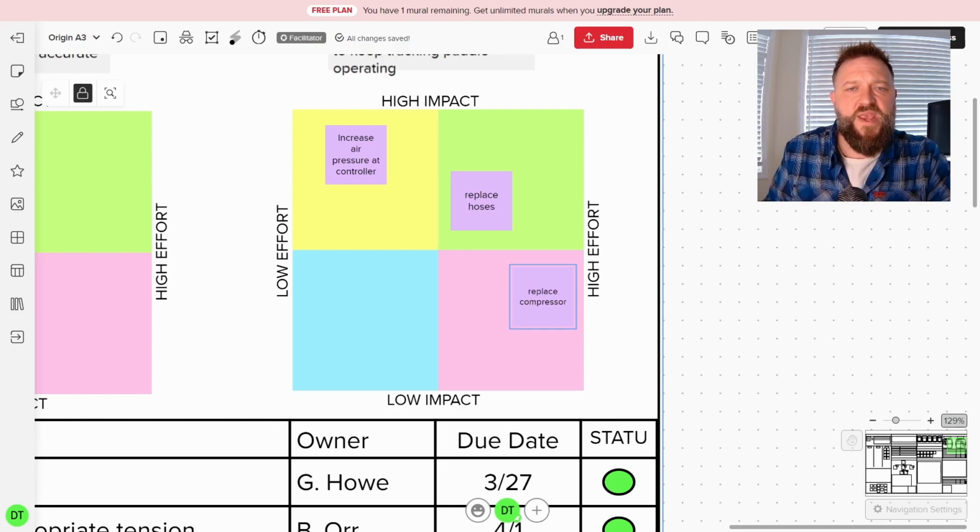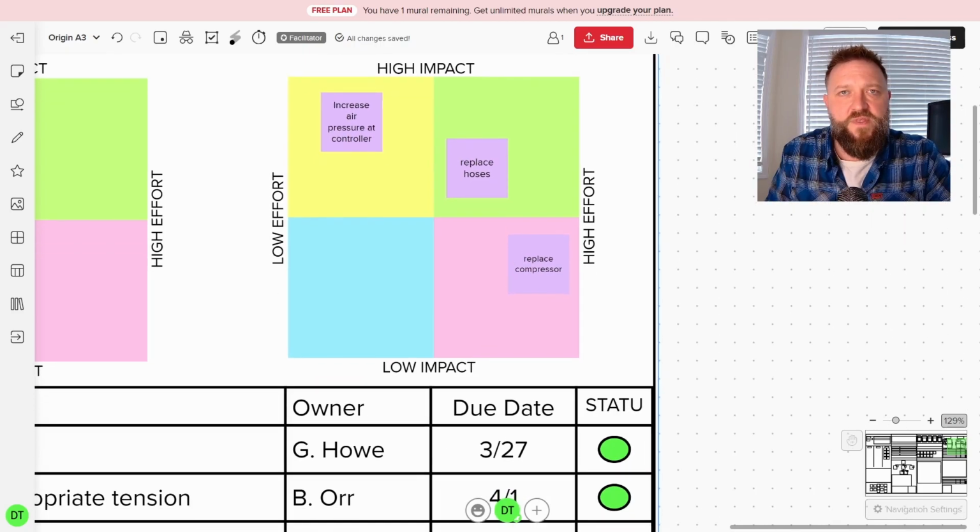So these are 3 items, and in these 3 items, we of course would do the low effort, high impact one first, which was simply increase the air pressure at the controller. That's something we could do. It's a just do it. It's something we can do right now. So let's try that and see if that helps. If that made some improvement, but not enough improvement, then maybe we start looking at replacing hoses, old and deteriorated hoses maybe. Maybe we do both. And then lastly, if this still isn't affecting enough of the gap, maybe we do look at replacing the compressor.